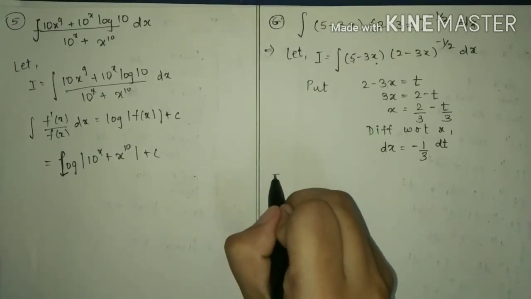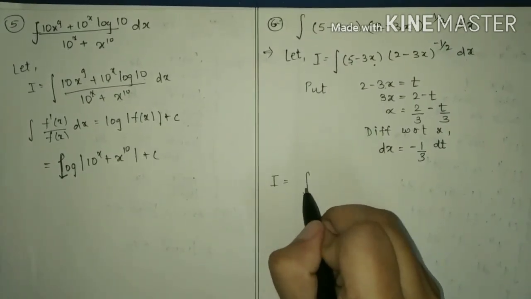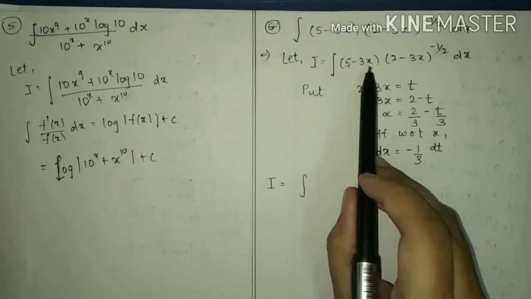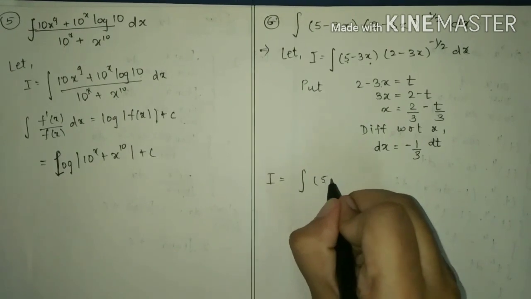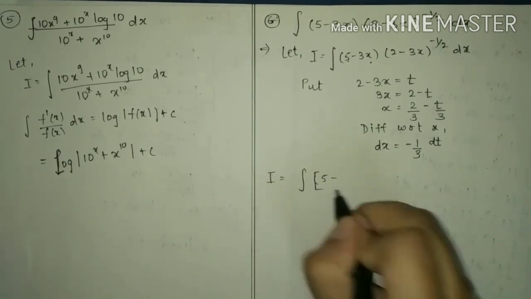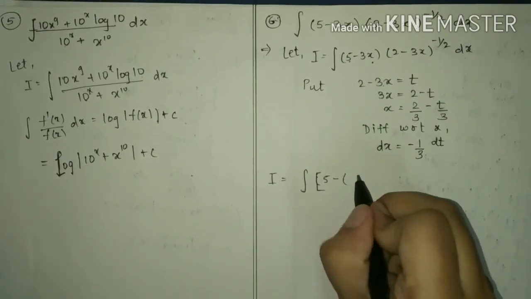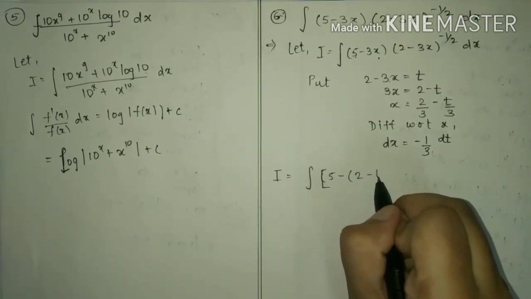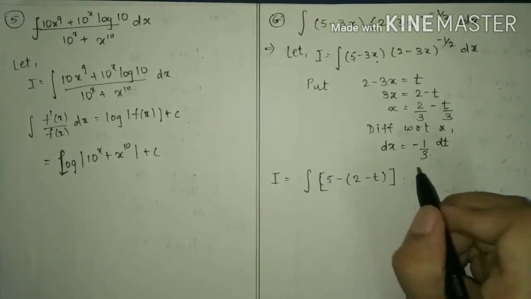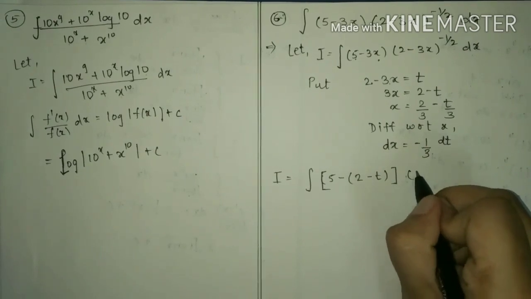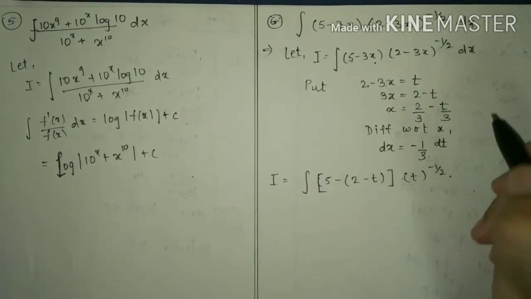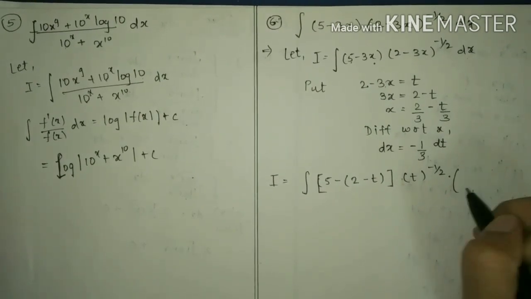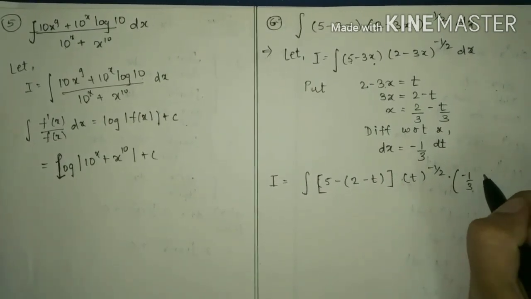So let's convert our sum in terms of t. So 5 minus 3x. 3x is nothing but 2 minus t. So 5 minus, let's convert this to square brackets and take this in another round brackets, 2 minus t, into 2 minus 3x is t. So this t raised to minus half into dt, and dx is nothing but minus 1 by 3 dt.